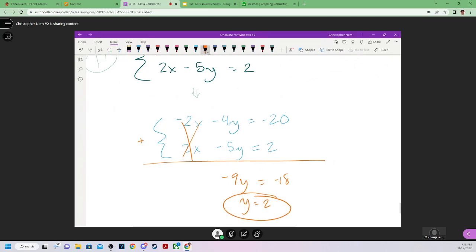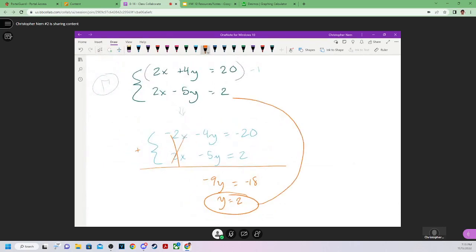I can plug it into any of the equations. I'm going to plug it into this one right here because I feel like it. So 2x minus 5 times 2 equals 2. 2x minus 10 equals 2. 2x equals 12. X is equal to 6. So we have 6 comma 2 is my solution.